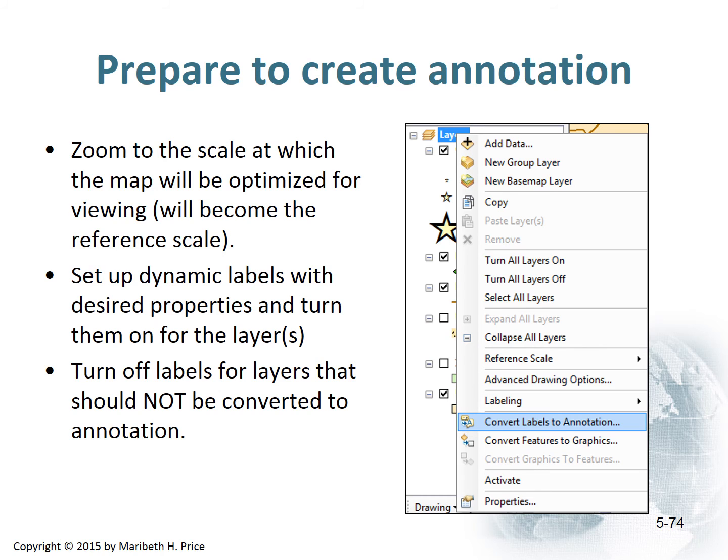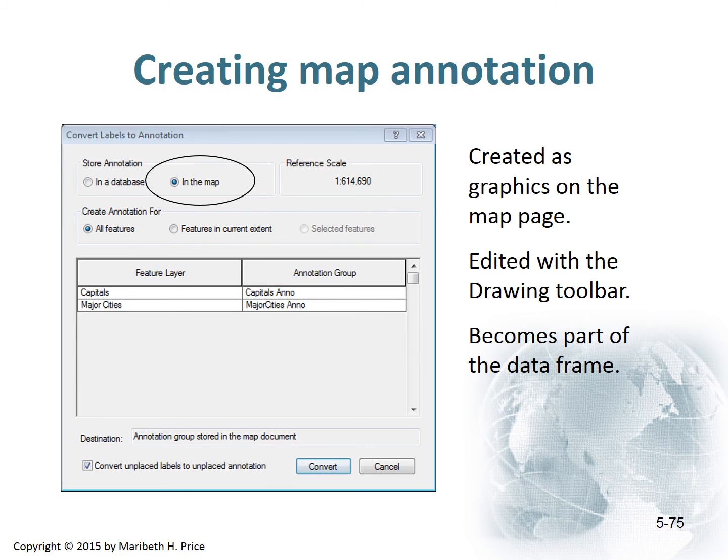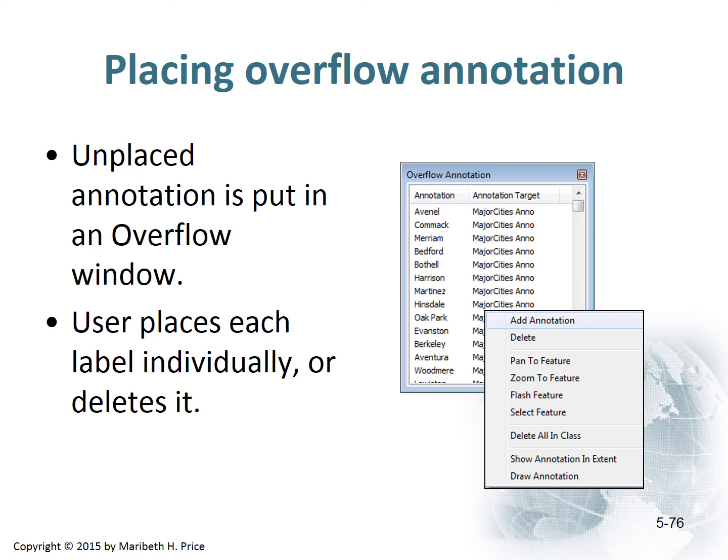So to create annotation, you can use the convert labels to annotation feature. It's one way. You can set up the dynamic labels with desired properties and turn them off from the layers. Turn off labels for layers that should not be converted to annotation. So the convert labels to annotation, you can store it in the map or in a database. Unplaced annotation is put in an overflow window. Users place each label individually or it deletes it. In other words, you get this list of things that you couldn't fit in there because they went somewhere else, and you have to either go in and add them and position that label where you want, or you have to get rid of it.